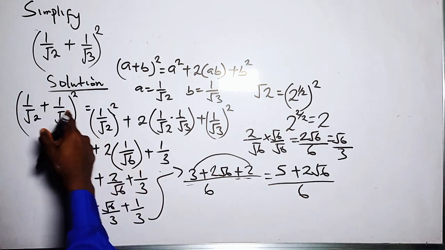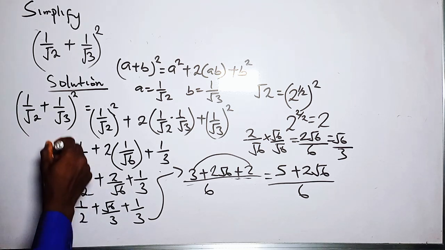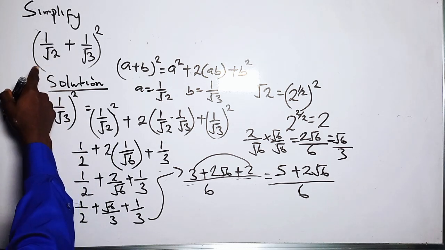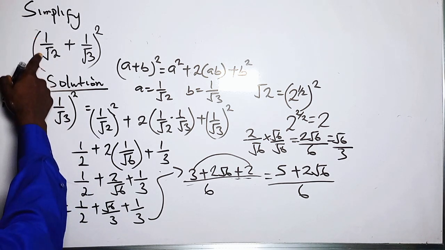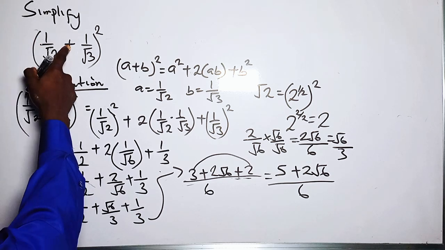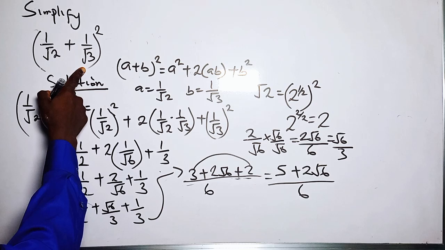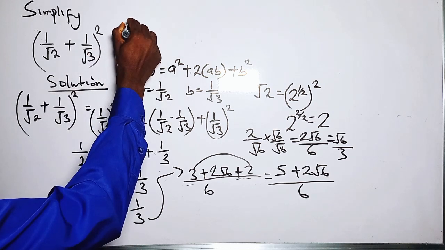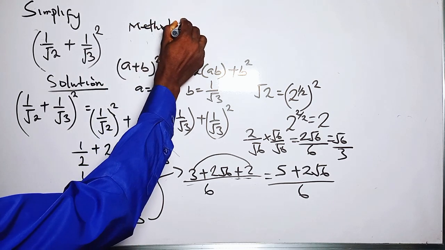So this is the first method we can use to approach it. So let us try another method. Let us start by working with 1 over root 2 separately. Let's work with 1 over root 3 separately. Okay, so let us say method 2 to approach this.